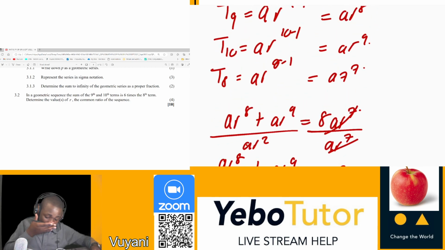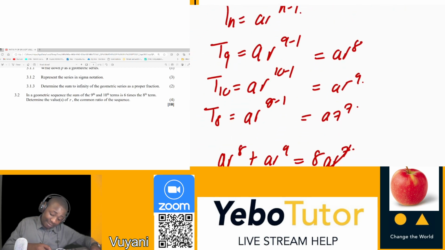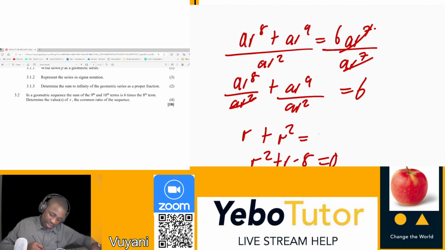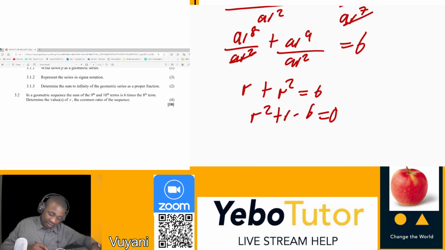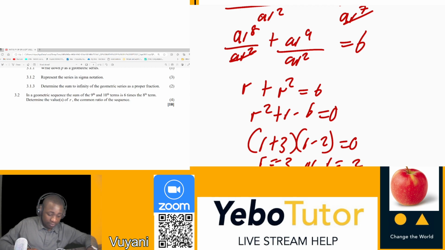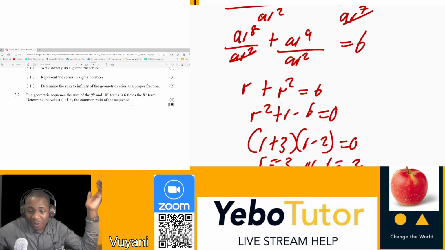Let me see something. They say that it's 6 times, not 8 times. Sorry, guys. I thought it's 8. So yeah, it's 6. 6 times the eighth term. So we have 6, not 8 here. Okay. Then after that, we solve. Of course, that would be r plus 3, then r minus 2 equal to 0. So our r will be equal to negative 3, or our r will be equal to positive 2. So I didn't want to solve this, but it's fine, guys. I've done it for you because I love all of you guys.